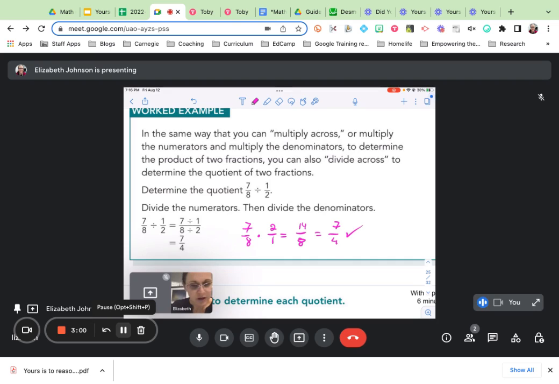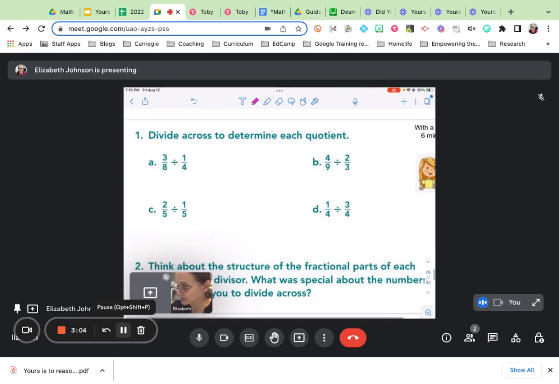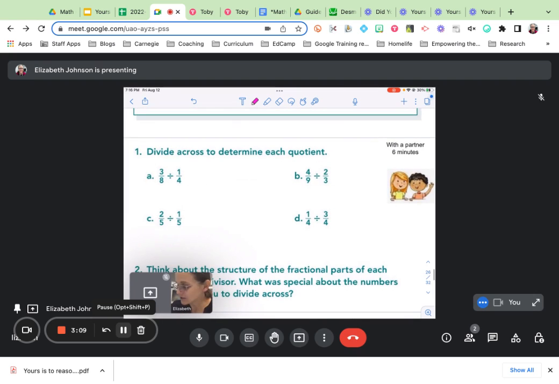So why don't we just do that all the time? Well, let's explore. Maybe we want to. Here are some examples. Try dividing across to get each quotient. Pause the video, set a timer for 6 minutes, and try this out with your partner. Can you divide across on all 4 of these problems? If you can, why? If you can't, why not?